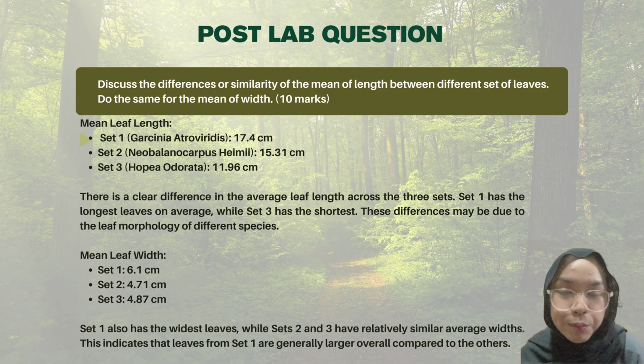So let's move on to the post-lab questions. For the first question, we compare the mean value of leaf length and width between the three sets. Set 1 had the longest and widest leaf with a mean length of 17.4 cm and width of 6.1 cm. Set 2 had a shorter mean length of 15.31 cm and width of 4.71 cm, while Set 3 had the smallest leaf with a mean length of 11.96 cm and width of 4.87 cm. This shows that different species have different leaf size on average.